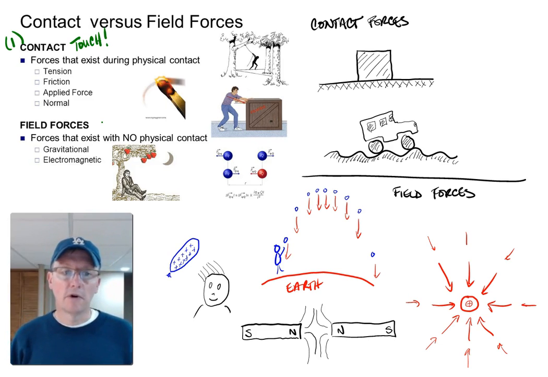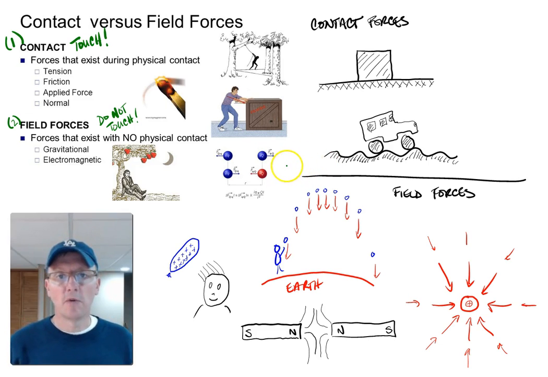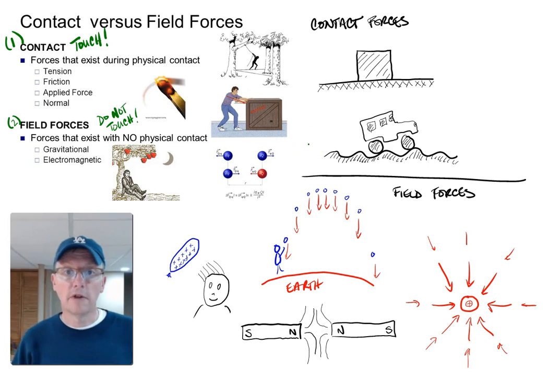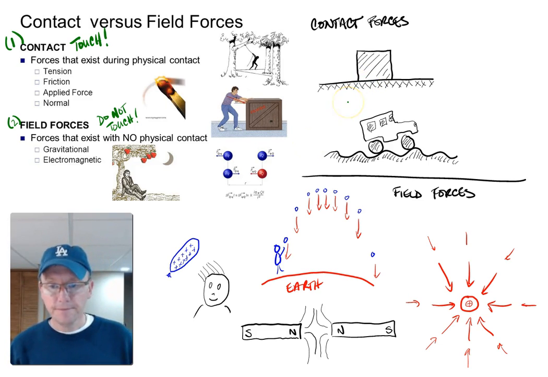And so there are many types of those contact forces, and we're going to talk about those in just a minute. The second type is field forces, and field forces do not touch. So there's nothing that touches physically that causes the force to be transmitted from one place to another. It's really through this idea called a field that we'll talk about in just a minute. Okay, so we're going to start with contact forces.